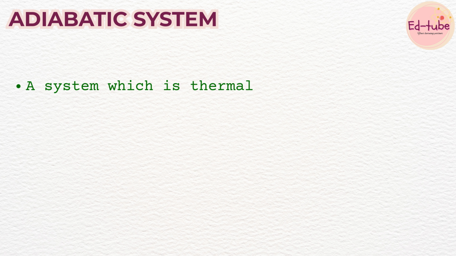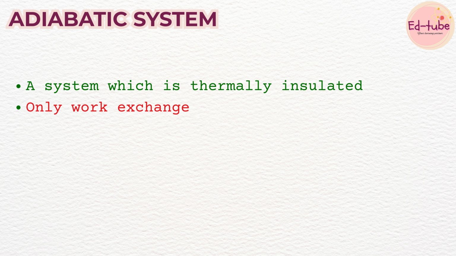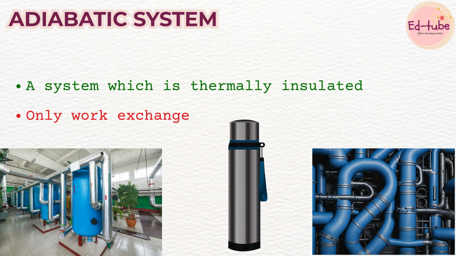Now there's another type of system to know about. The adiabatic system. It is a system which is thermally insulated from its surroundings. It means that no heat transfer occurs between the system and its surroundings. While perfect adiabatic systems don't exist in reality, many systems can be approximated as adiabatic. For example, insulated pipes and tanks, thermos flasks and vacuum-insulated containers, certain industrial processes, such as adiabatic expansion or compression.